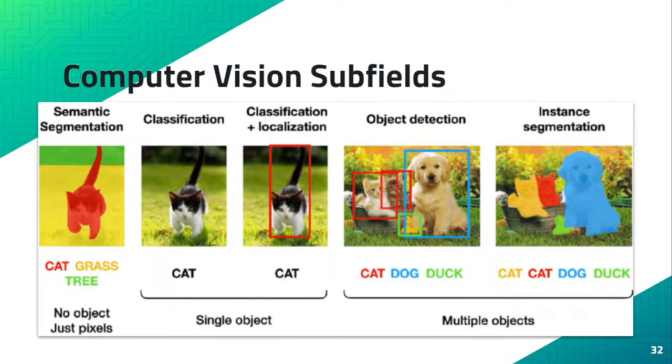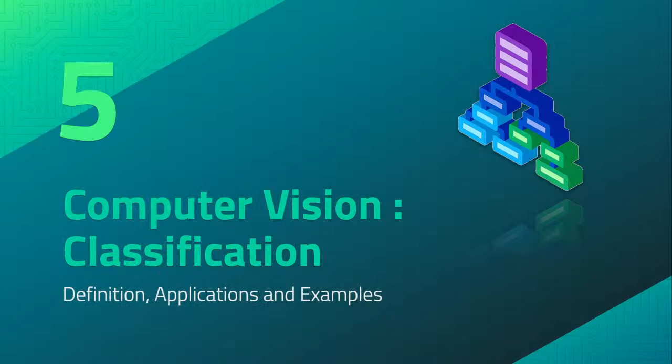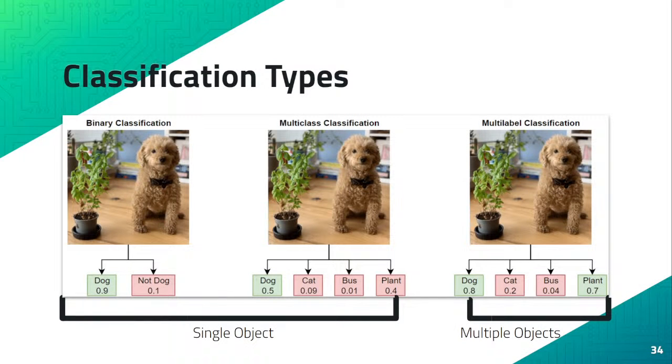So the different categories of computer vision are segmentation, detection, and classification. I will start with classification. Classification has 3 types. The first type is binary classification: whether this image contains a dog or not a dog. It cannot tell you if there are 2 dogs, or maybe a dog and a cat. It cannot differentiate the number of dogs. It can just tell you this image contains a dog.